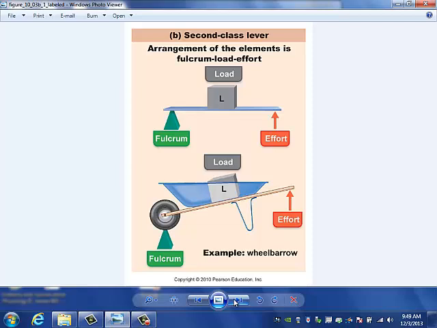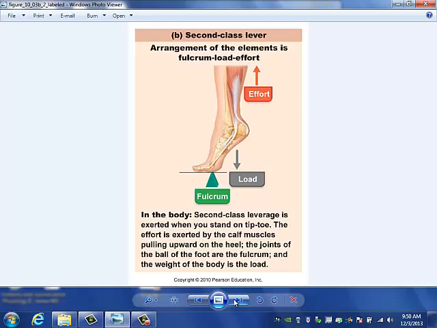The second type of lever system is a second-class lever system. The fulcrum's all the way on the end, the load's in the middle, and the effort's on the opposite end. An example of that would be a wheelbarrow, picking up stuff. You can pick up a lot more stuff with a wheelbarrow than you can with just picking it up with your hands. Example, you standing on your toes is an example of a second-class lever system. The fulcrum's on the end at the ball of your feet.